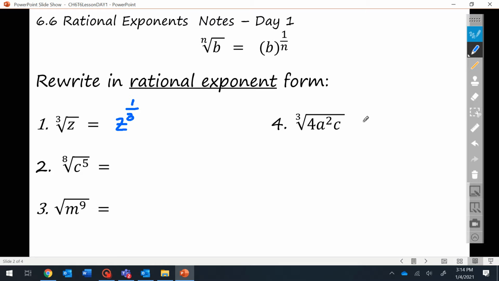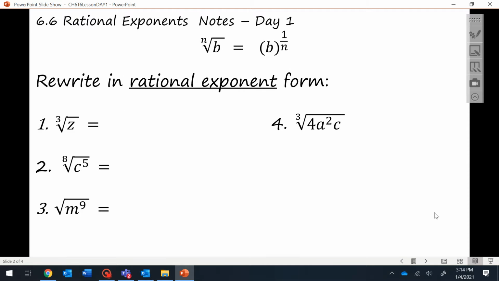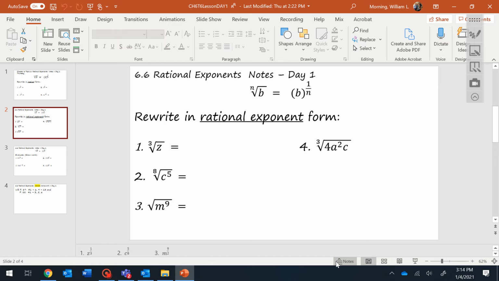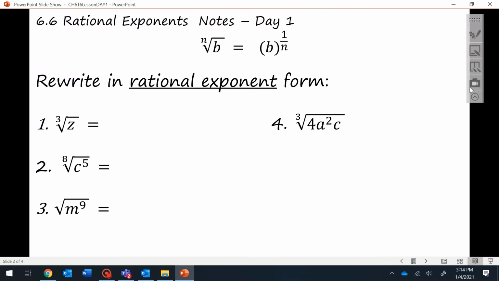And this would be, let me see how they want this one written. Oh wait, I need to look at number... They don't show number 4, do they? Okay, no problem. Let's do it the way I want to do it.